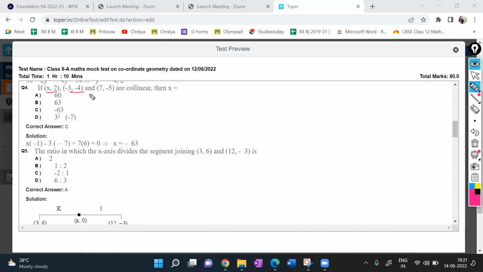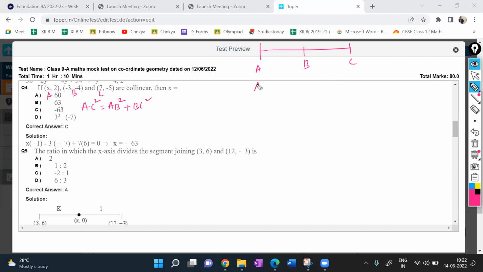If these are collinear, then x is what? For collinear, what did I tell you, beta? What was the condition? If I take this as A, this as B, this as C, what must it be? AC square is equal to AB square plus BC square. Collinear is nothing but, look at it here: this is A, this is B, this is C. If all these points are on the same line, then A, B, C can be called collinear.